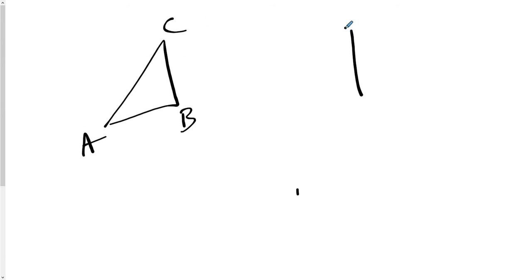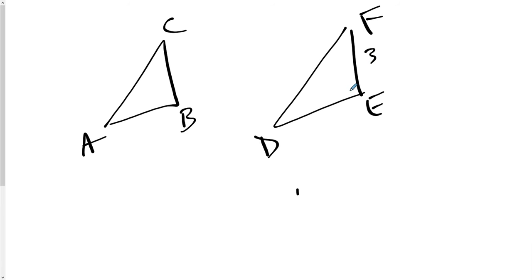Alright, today what we're going to do is use similar triangles to try to solve pieces of a triangle. So let's say we have two triangles. Let's call this ABC, and let's call this DEF. Let's call this 3. We don't know what that angle is, but that's congruent to that. And this is 7, and this is 4.